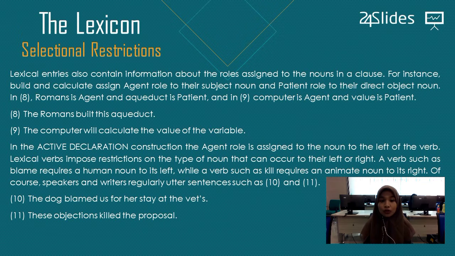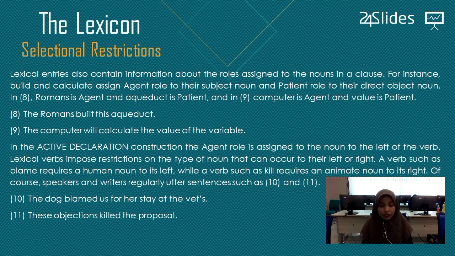Lexical entries also contain information about roles assigned to the nouns and verbs. For instance, build and calculate assign the agent role to their subject noun and the patient role to their direct object noun. In 8, romance is agent and aqueduct is patient. And in 9, computer is agent and value is patient. Like the example: the romance built this aqueduct, and in 9, the computer will calculate the value of the variable.